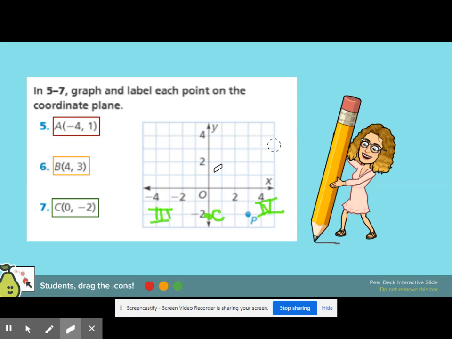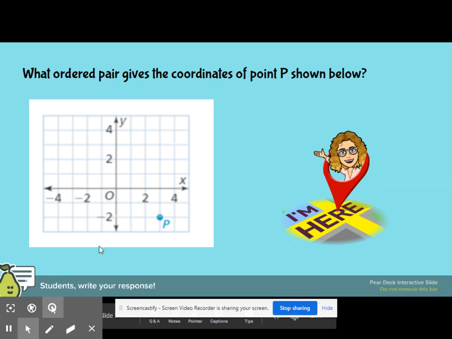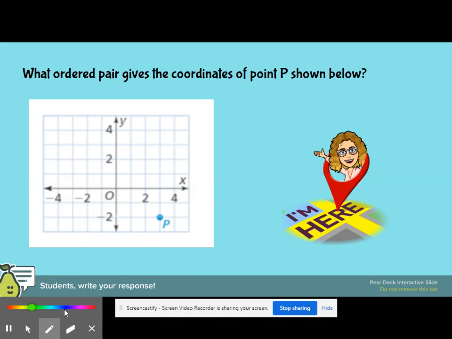That's plotting points. Shuffle on the carpet before you can climb the stairs. The next one wants the ordered pair. Ordered pair means parentheses, separated by a comma. It wants to know the location of P. So think and see if you can figure out the location of P.